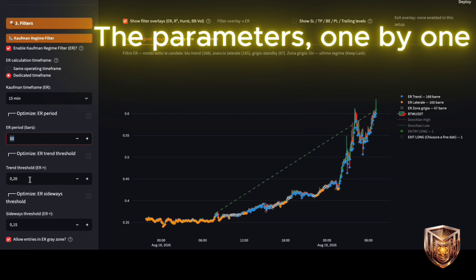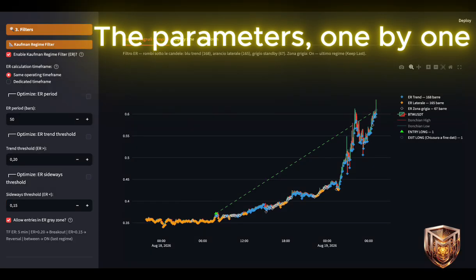Trend and sideways thresholds. Sideways always lower than trend, gray zone in between. Allow gray zone: if on, keeps the last clear regime instead of blocking everything. The period decides how fast ER changes its mind. The thresholds decide how sure it needs to be before saying so.